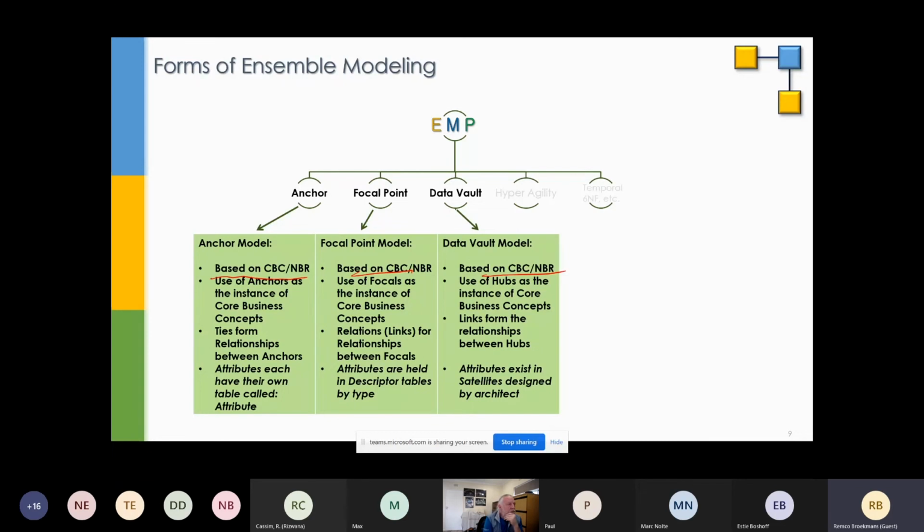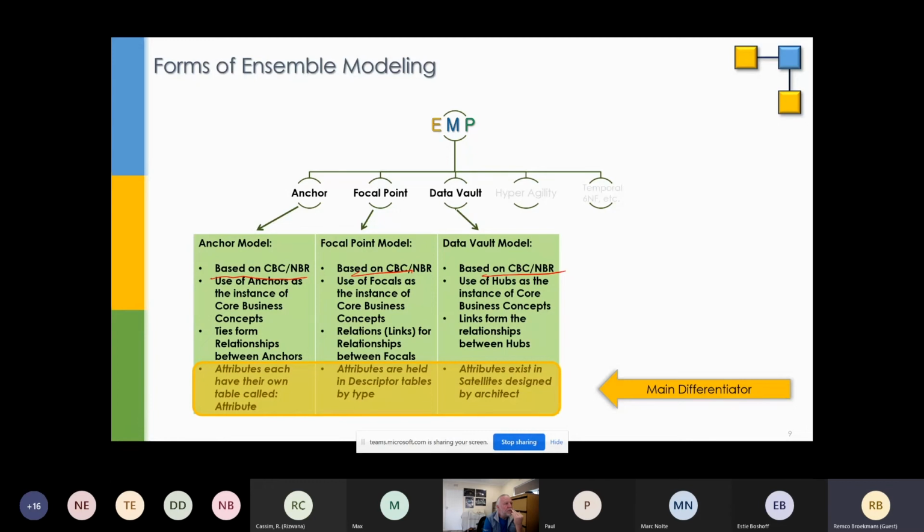And now we have the fun part, because everything is based on core business concept and natural business relationship. The only difference between the modeling patterns is how we are treating the attributes. How do we look at the context? And if you are talking to Lars Rönnbäck, he says, you know what, data vault is a very destructive data model. Whenever there's something coming in, you have to change it. And that's true, we do have some changes we need to impact. And he says, I don't have any change in my anchor modeling.